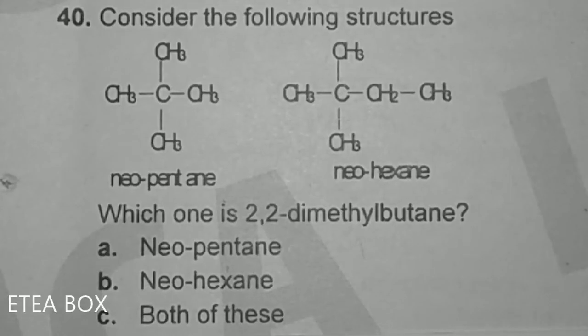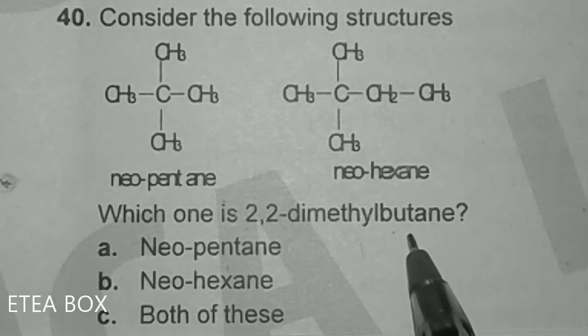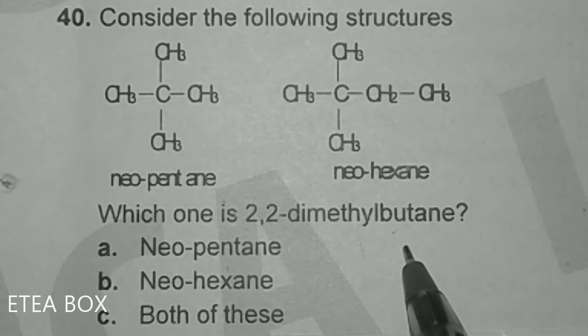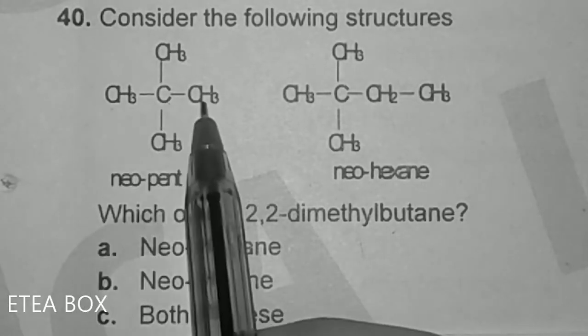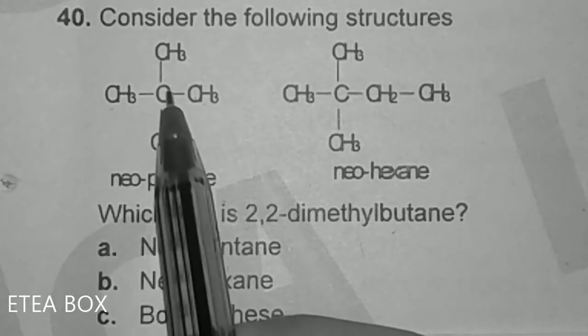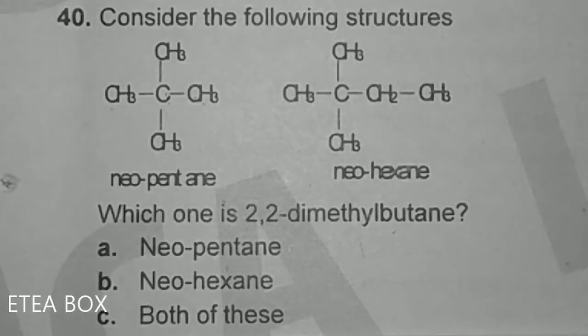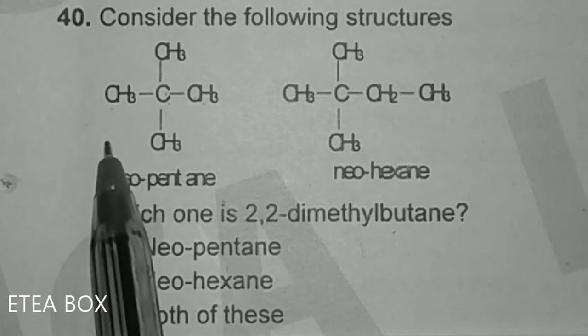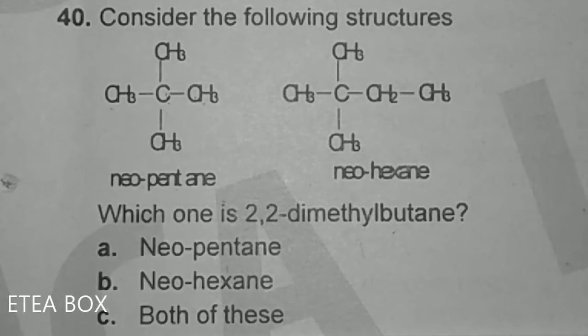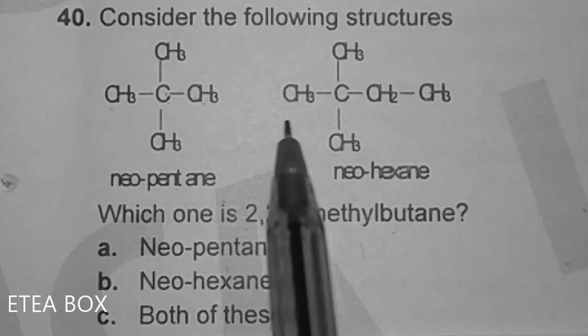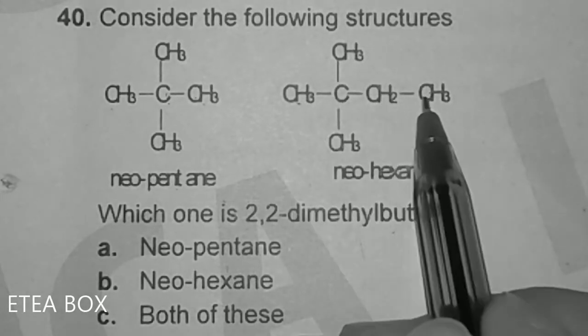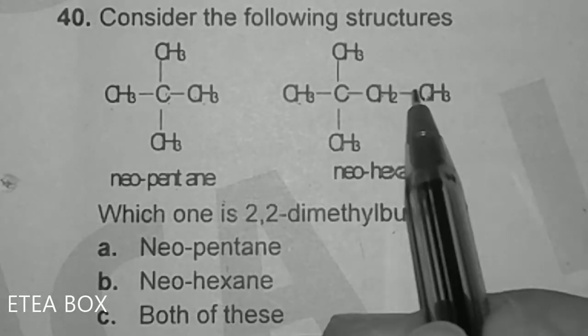Consider the following structures, neopentane and neohexane. Which one is 2,2-dimethylbutane? Now look here, butane is the parent name. You have to select the carbon chain which contains 4 carbons. Now let's see, look here, 1, 2, 3. The longest carbon chain in neopentane is 3, which means that in the IUPAC name the parent name will be propane, not butane. Now look here, 1, 2, 3, 4.